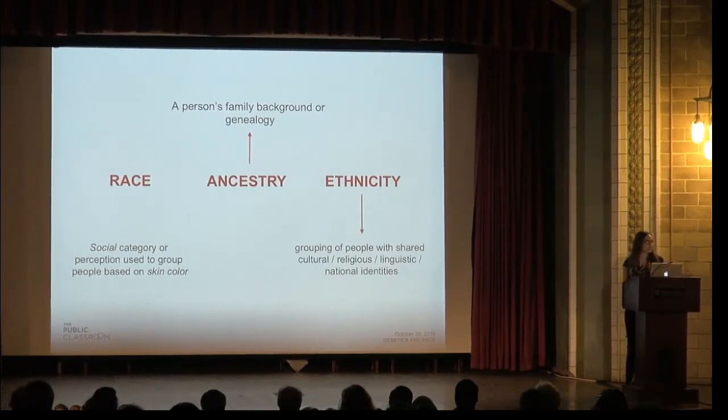Ethnicity I have defined as a grouping of people with shared cultural, religious, linguistic, or national identities. This is seen as a better way to talk about social categories because it doesn't actually use biological characteristics, but rather uses self-identified cultural notions of community. So now that we've talked about these 3 words, we're going to layer on some genetic terminology to see how these words interact within the larger realm of genetics.